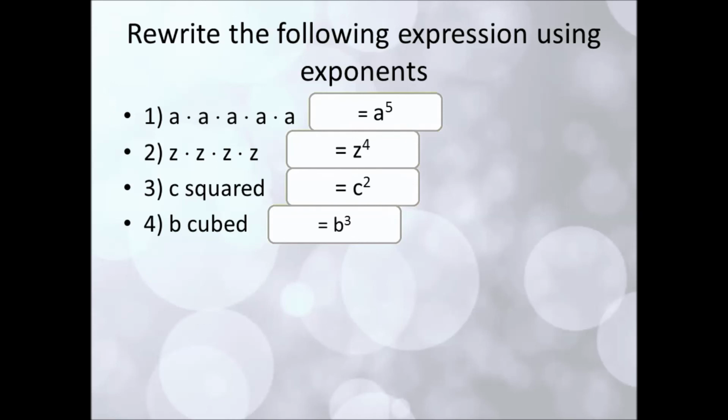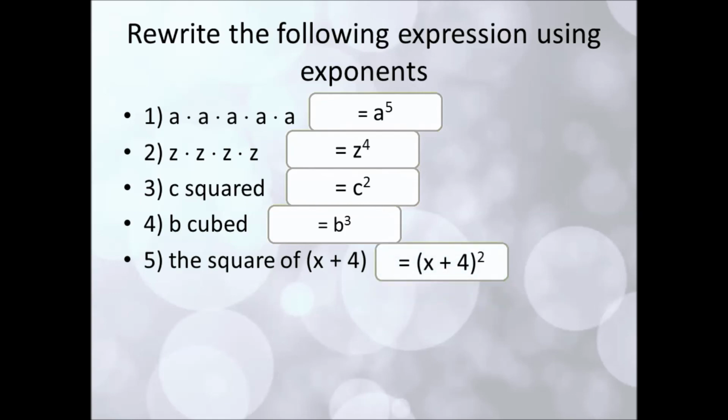Next, the square of quantity x plus 4. So that is quantity x plus 4 squared. Next is number 6. 3 times r times r times r times r times r times r. That is 3r to the power of 6.